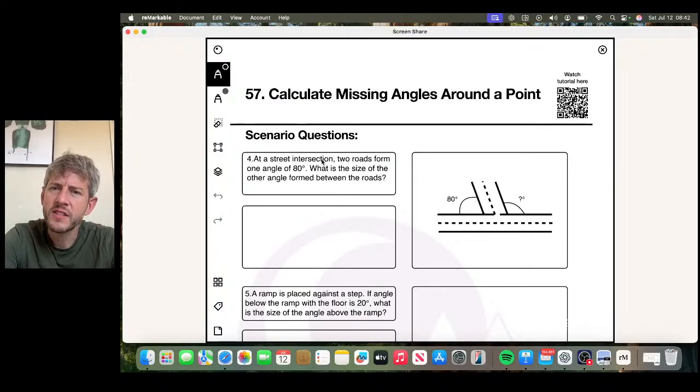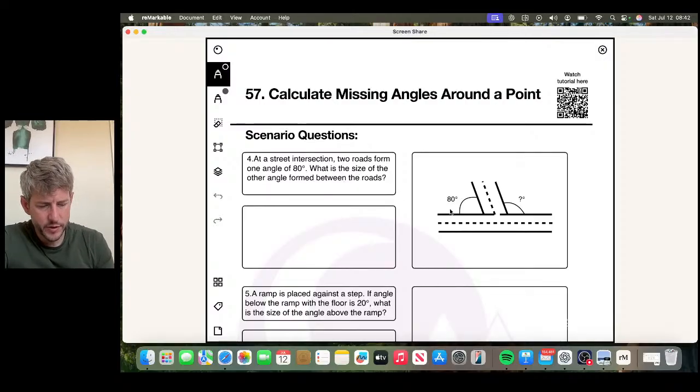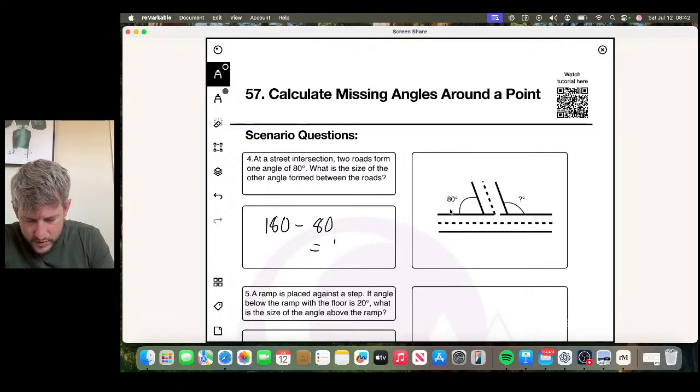So, at a street intersection, two roads form one angle of 80 degrees. What is the size of the other angle formed between the two roads? Okay, so I can see it on the diagram, so it's that one. So this is a straight line. So we've got 180 degrees, take away 80, and that will give us 100 degrees.